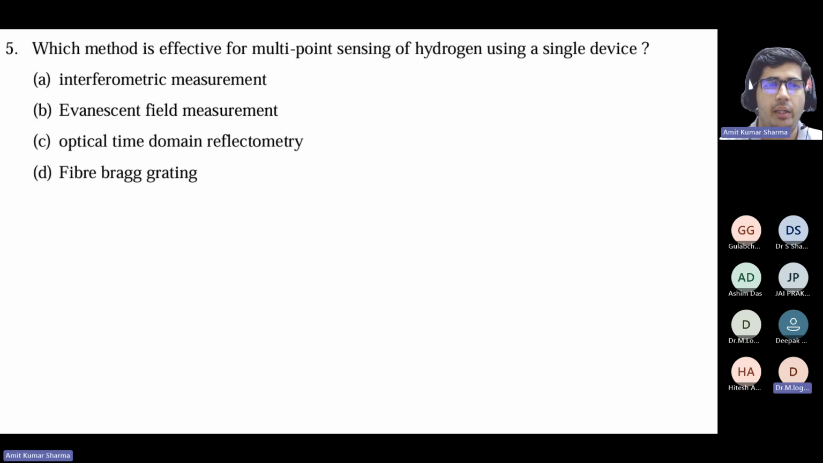Which method is effective for multi-point sensing of hydrogen using a single device? Option A, interferometric; B, evanescent field measurement; C, optical time domain reflectometry; and D, fiber Bragg grating. The correct answer for this is option C, optical time domain reflectometry. I'm also not aware of this in detail, so please refer to the class notes to read more about this.